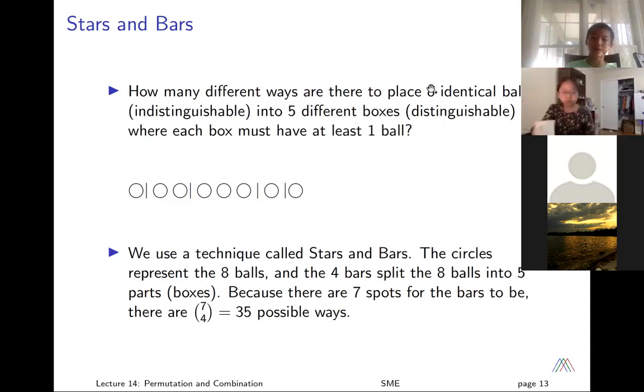If, let's say, we want to place 8 identical balls into 6 different boxes, then we would have 5 bars here, and we would have 7 choose 5, which is a different number.